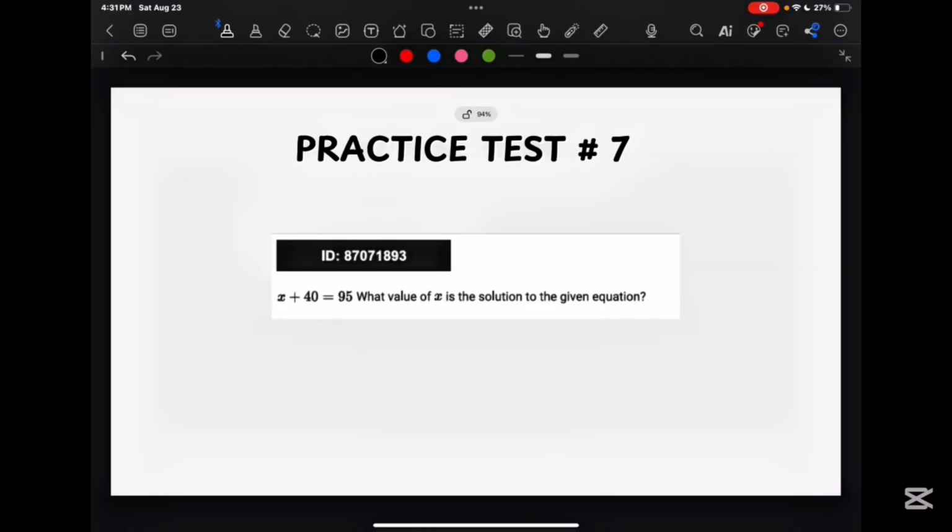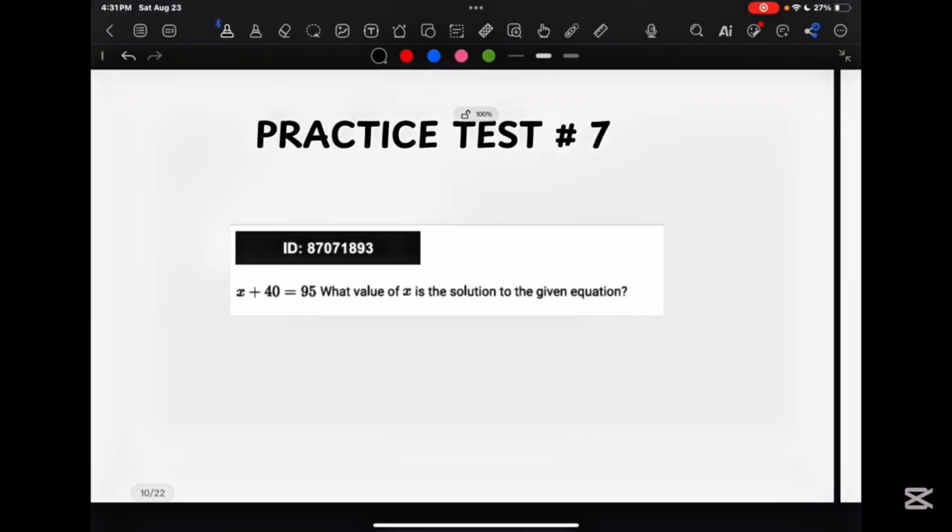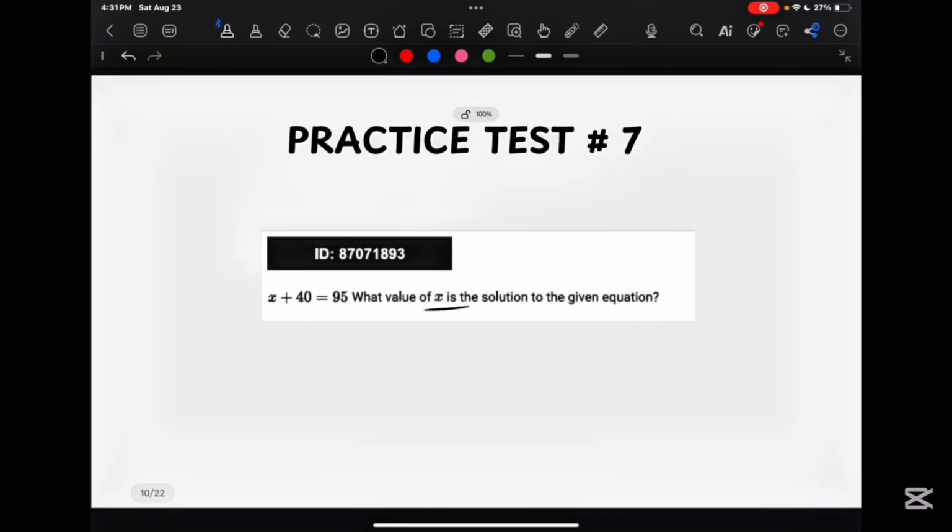Now, x plus 40 equals 95. What value of x is the solution to the given equation? So we are asked to find the value of x. So x equals 95 minus 40, which is going to give us 55.